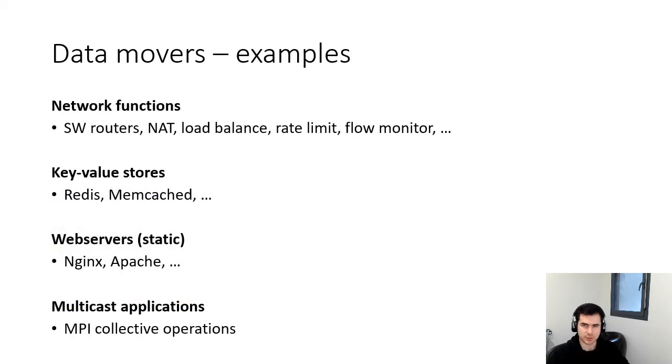There are many examples of data movers, such as network functions like NAT and load balancers, that make decisions based on packet headers when moving packet payload. Key value stores, such as Redis and Memcached, that inspect requested keys and return key value pairs. Static web servers, such as Nginx and Apache, which inspect URLs and return web pages. And multicast applications, such as MPI collective operations that transmit the same data to multiple destinations.